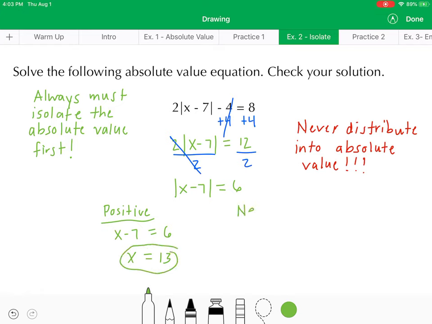And then we move to the negative case. Absolute value of x minus 7. Let's take the x minus 7 and treat it like a negative quantity now. So we're going in the negative direction. And x ends up equaling 1. Check that. 1 minus 7 is negative 6, the absolute value of which is 6. 6 times 2, 12, and 12 minus 4 is 8.